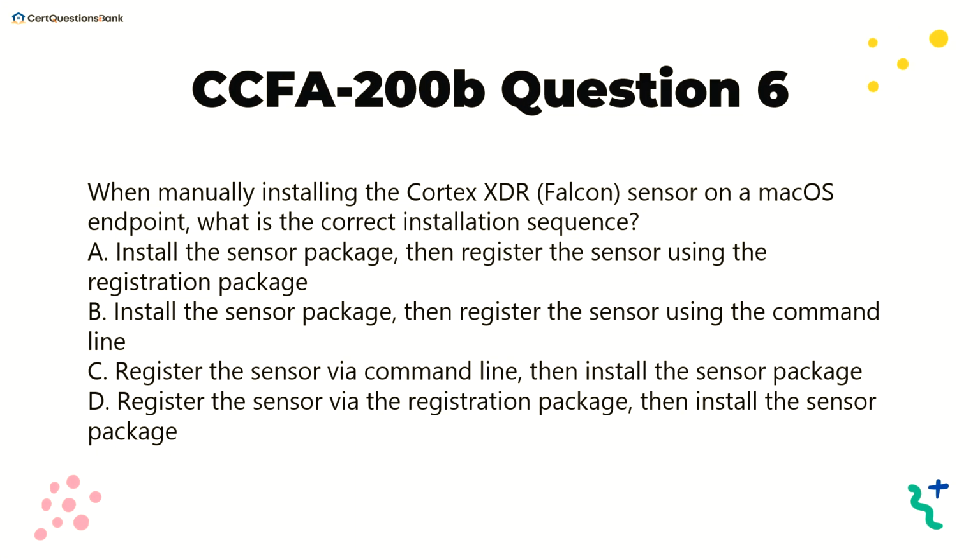When manually installing the Cortex XDR Falcon sensor on a macOS endpoint, what is the correct installation sequence? A. Install the sensor package, then register the sensor using the registration package. B. Install the sensor package, then register the sensor using the command line. C. Register the sensor via command line, then install the sensor package. D. Register the sensor via the registration package, then install the sensor package.